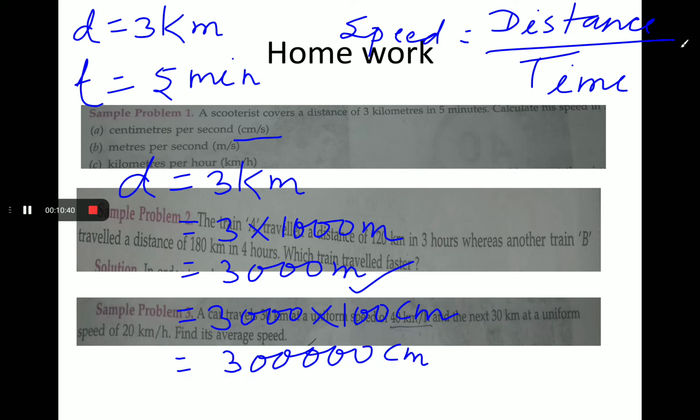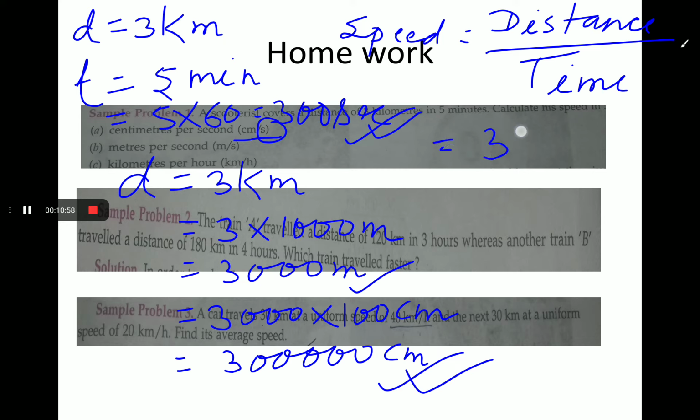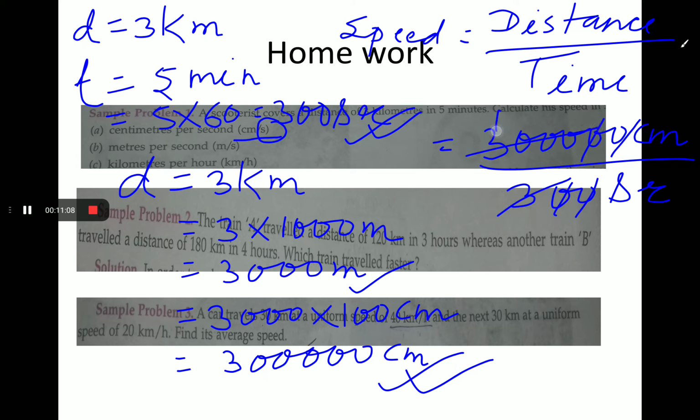centimeters. And the time is 5 minutes. But we have to calculate the time in seconds. So 5 into 60, 300 seconds. Now we have the distance and the time. So we can calculate it as centimeters by 300 seconds. We can solve it in a very simple manner. That is 1000 centimeters per second.